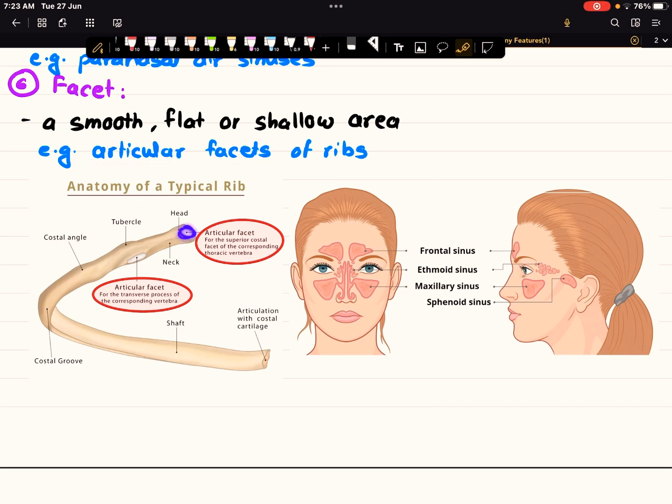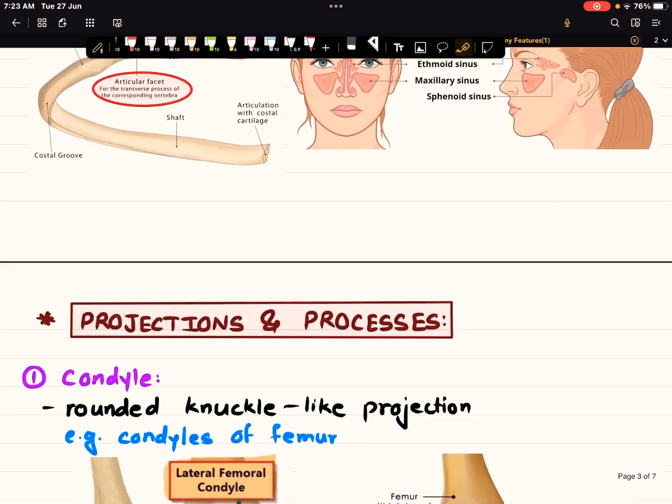So these are two facets which are shown here. This is the articular facet for the superior costal facet of the corresponding thoracic vertebra, and this is the articular facet for the transverse process of the corresponding vertebra. These we will discuss in the thorax part, but what we need to understand here is that a facet is nothing but a smooth, flat or shallow area.